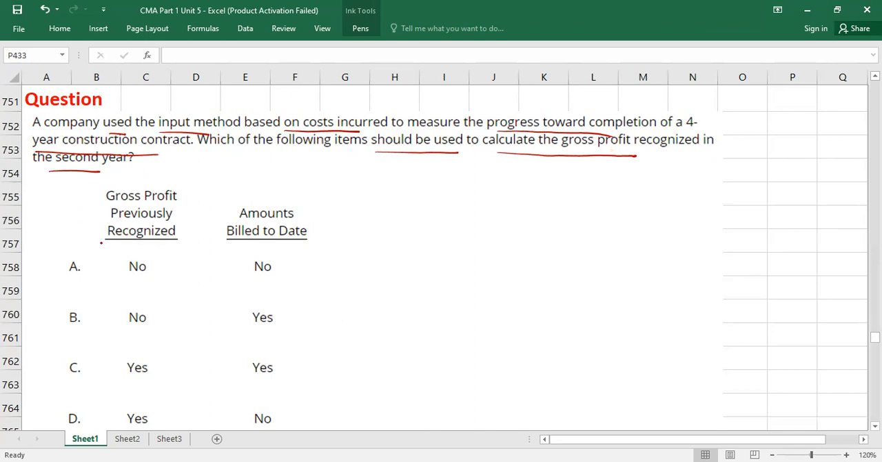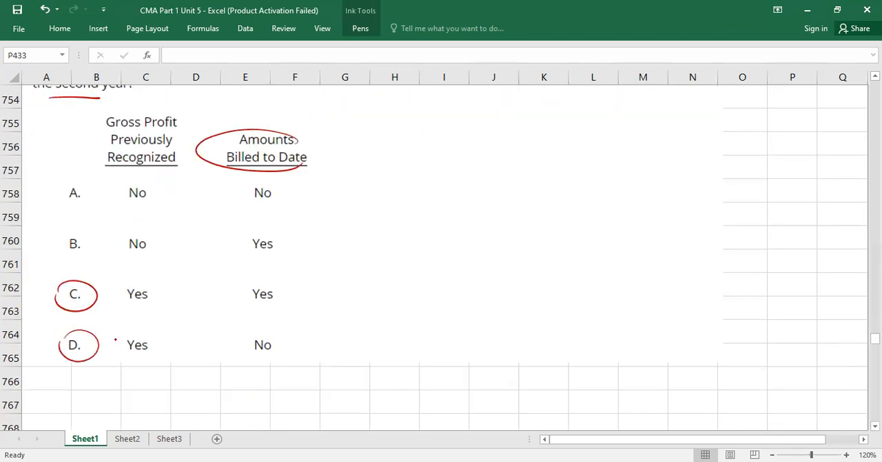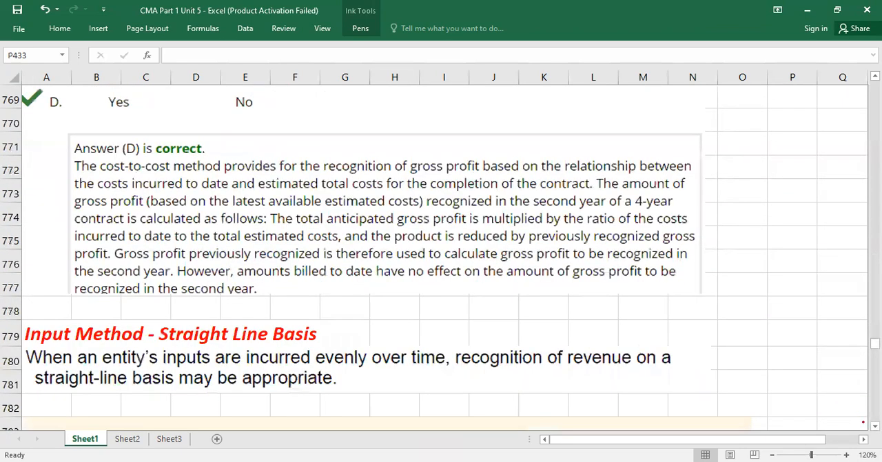Tell me, gross profit previously recognized you will use or not? Yes, we are using. It's relevant. What else? Amounts billed to customers? No. So where is the answer? It means then there should be D, because gross profit previously recognized is relevant, but amount billed to customer we don't need to focus here for the income statement presentation. It means option D should be correct option.